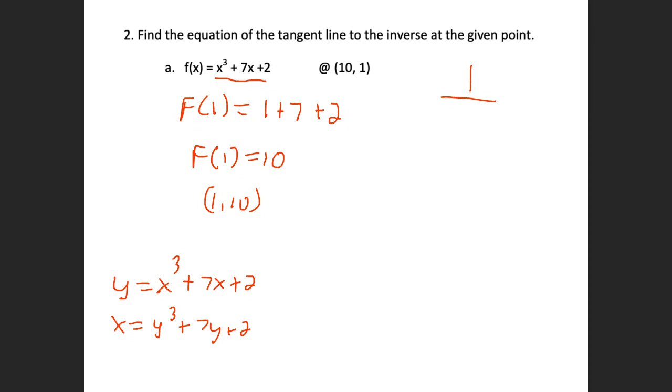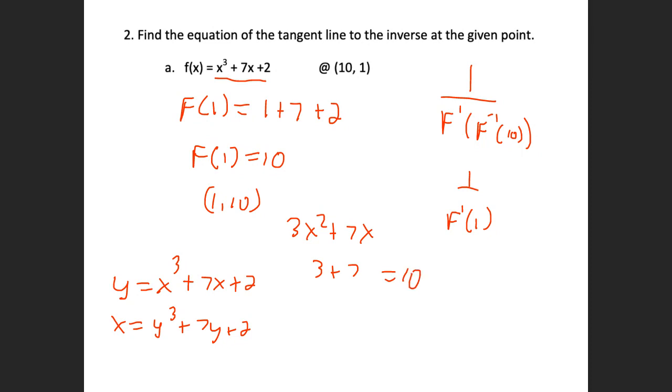Okay, so now all I have to do is find the derivative of the inverse of 10. Well, we know that the value is going to be 1. So now all I need to do is find the derivative of this function and plug in 1. So the derivative of that function is 3x squared plus 7. Plug in 1 there. So that's 3 plus 7, that's 10. So my slope of the derivative, where did the 1 come from?